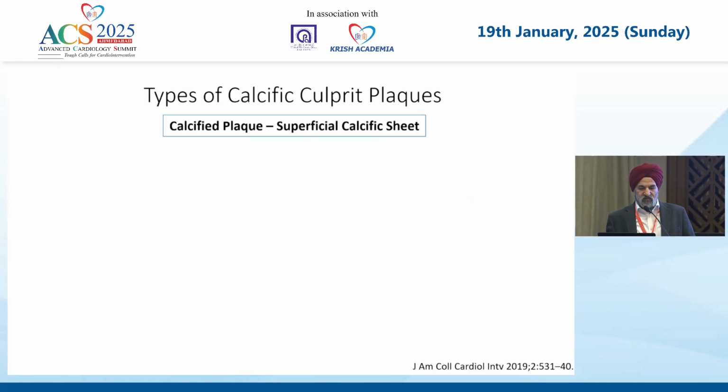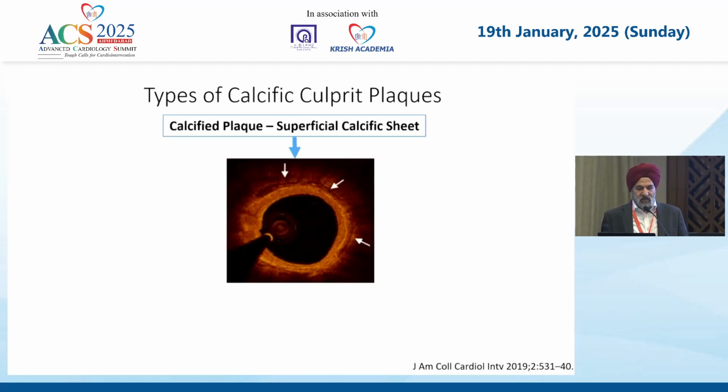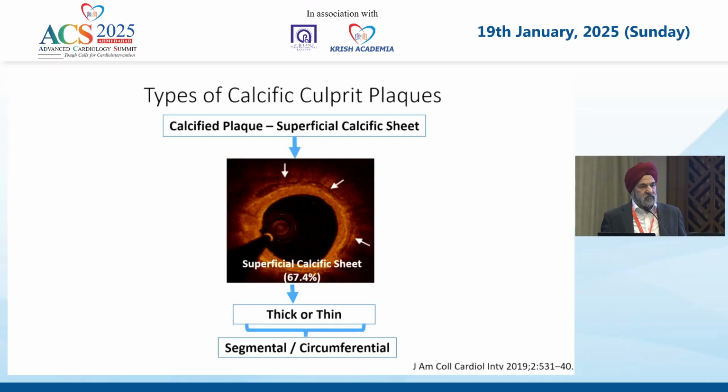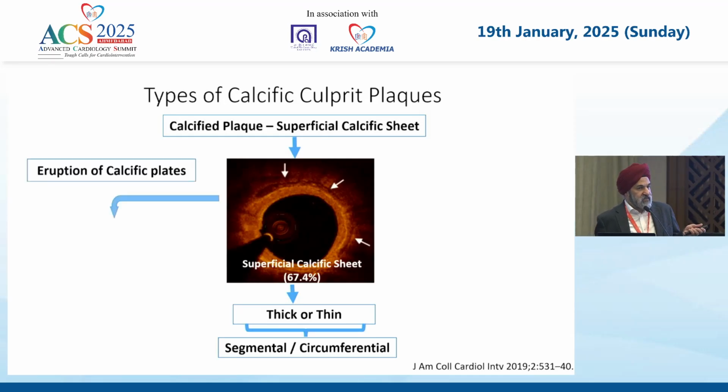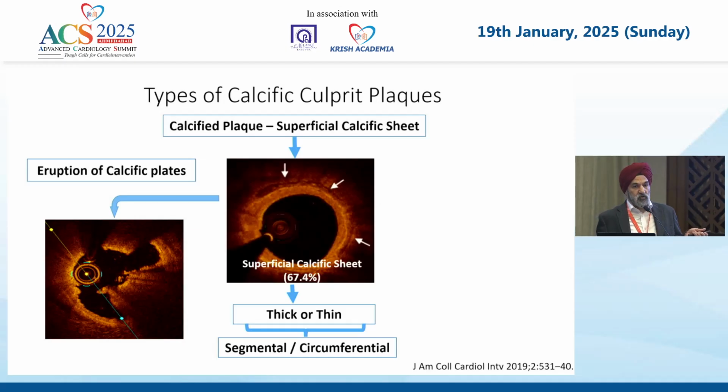Now if I use the OCT images, this is the commonest type of plaque which you get to see, which is the superficial calcific plate, and this could be thin, thick, segmental or circumferential. Now multiple of these plates, when they coalesce, break open into the lumen of the vessel. When they break open, there is a little bit of thrombus which comes along with it, and fibrin, and they have a very jagged surface, and this is what is called an eruptive nodule.